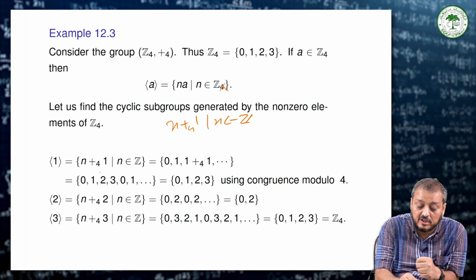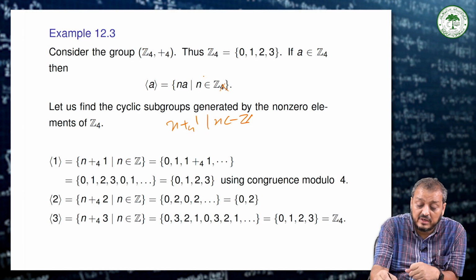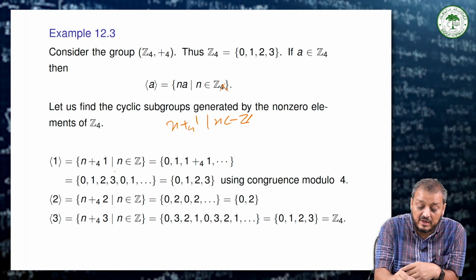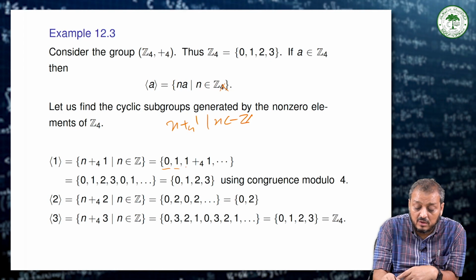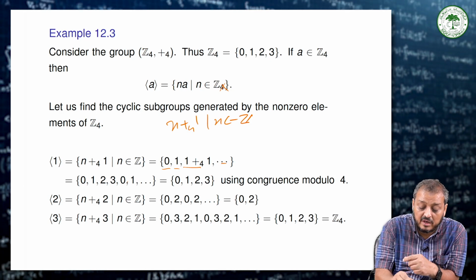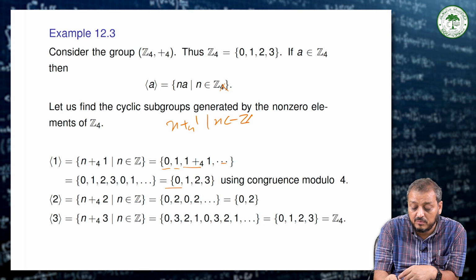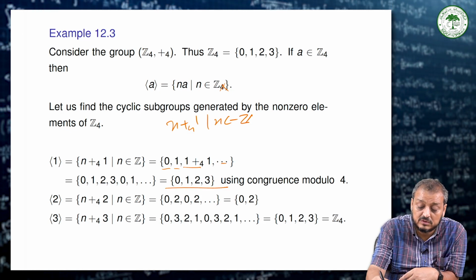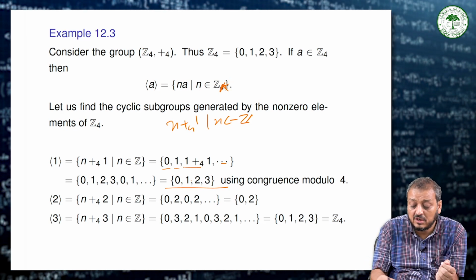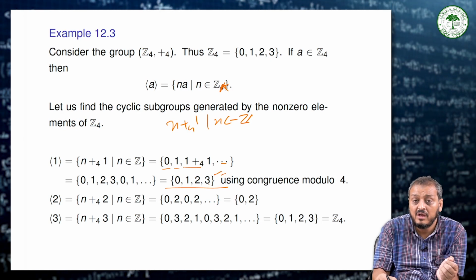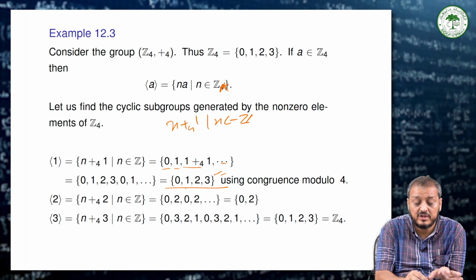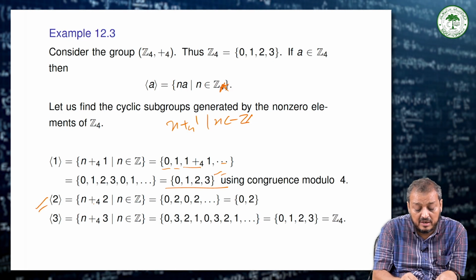So we write n times 1 under addition modulo 4. Taking n equal to 0, 1, and so on, we get 0, 1, 2, 3, again 0, 1, and so on, under addition modulo 4. Here n is only from Z, not Z4. So we get 0, 1, 2, 3, using congruence modulo 4. This means 1 generates the whole group. We know that 1 is the generator of Zn, so clearly 1 is a generator. Now we take 2 under addition modulo 4.